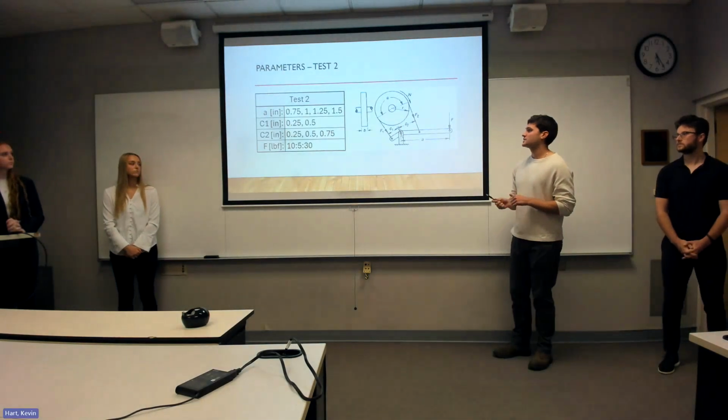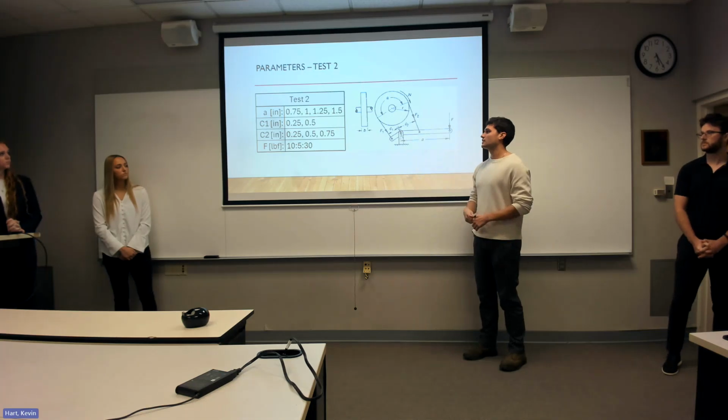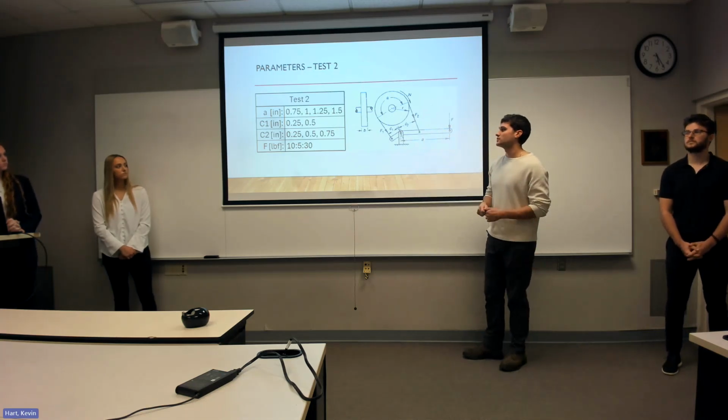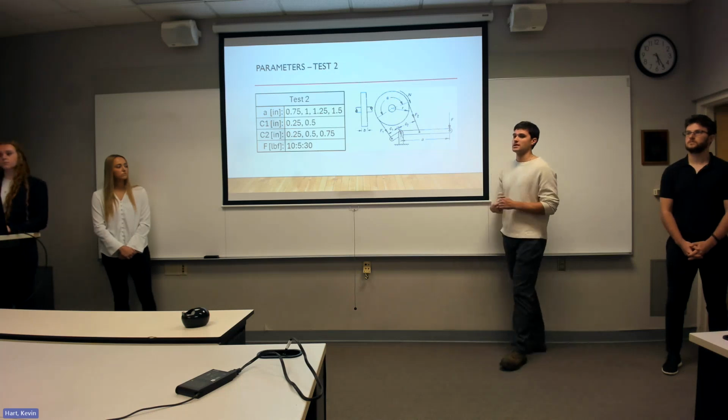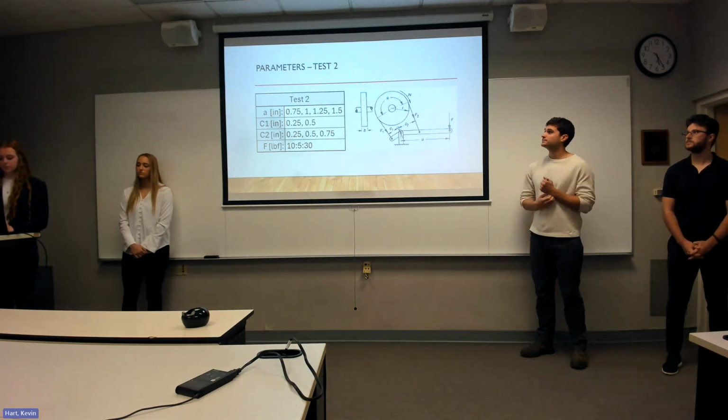And then this one's different because we have another parameter, which is C1. So the A and C2 are the same from before. C1 is going to be 0.25 inches and 0.5 inches, again, to stay in our control volume. And then F will be the same as well.